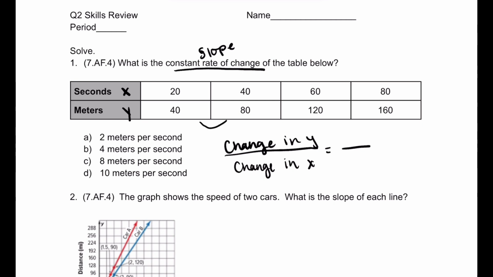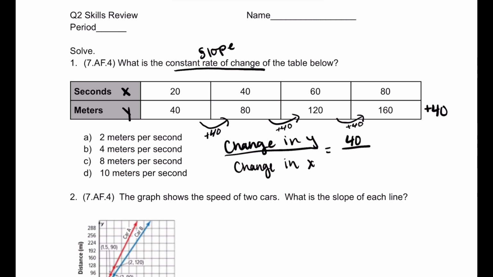We go from 40 to 80, which is an addition of 40. We go from 80 to 120, which is another addition of 40. And then we go from 120 to 160, which is an addition of 40. So that means we are changing by 40 every single time. My change in y is 40.